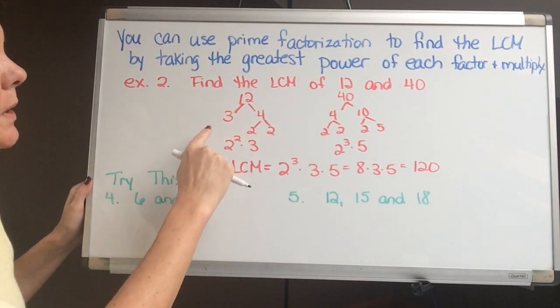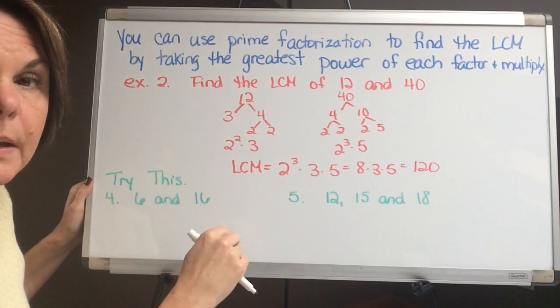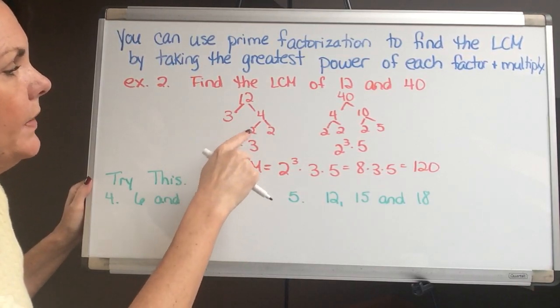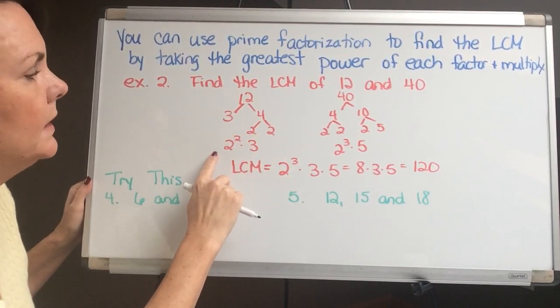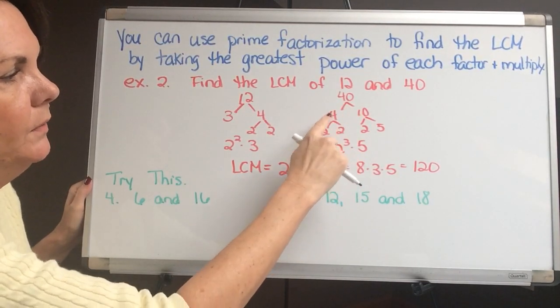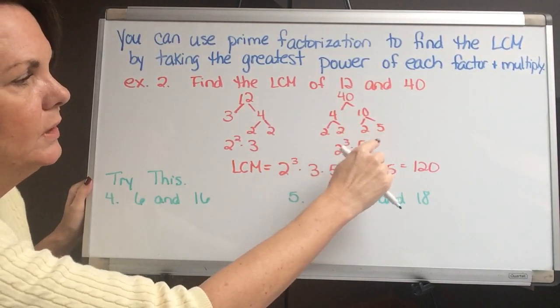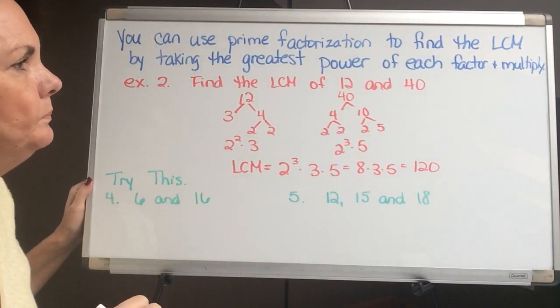So I'm going to factor tree 12: 3 times 4. I could do 2 times 6. It doesn't make a difference. You're always going to get the same. And that comes down to 4 is 2 times 2, or using exponents, 2 squared times 3. If I do 40, it's 4 times 10. 4 is 2 times 2, 10 is 2 times 5. And that gives me 2 to the 3rd power times 5.